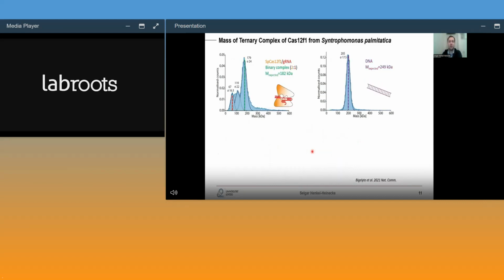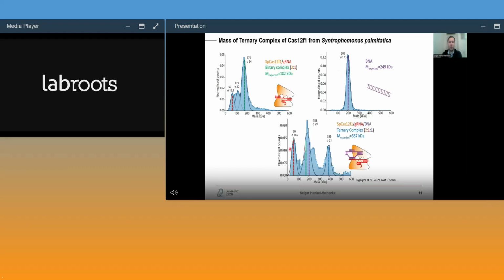And we went then one step further. We took our binary complex and mixed it with DNA to look if this binary complex, this 2-to-1 ratio, is also the active form which is then targeting DNA. So we took a big piece of DNA with 250 kilodalton. This is calculated. We measured it on a positively charged surface, and we got 205 kilodalton measured.